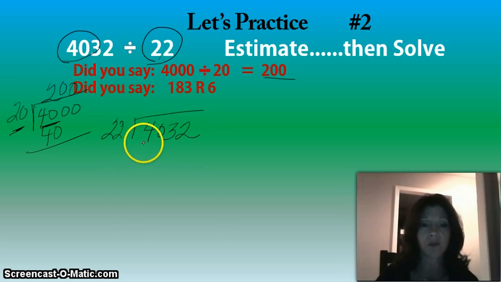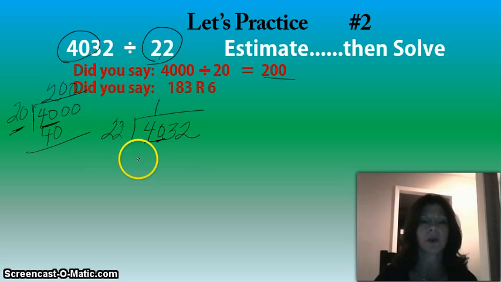22 does not divide into 4. Don't put anything above the 4. 22 does not divide into 40. Again, don't put anything. Well, it does divide into 40. It divides in there one time. So your 1 is going to go above your 0.